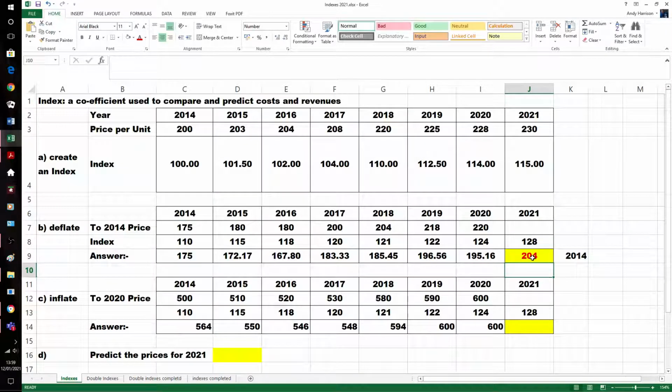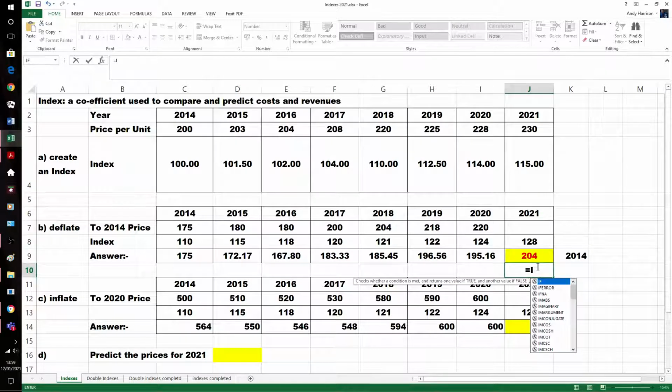So if we're basing our costs on 2014, we would expect to pay £204, which obviously is less than we paid for a few years. If we based it on last year's, so we're going to use I.